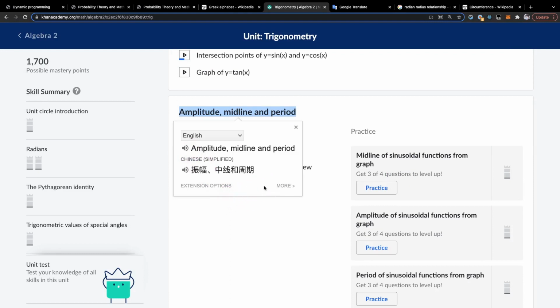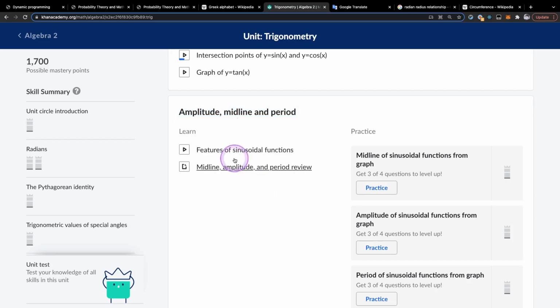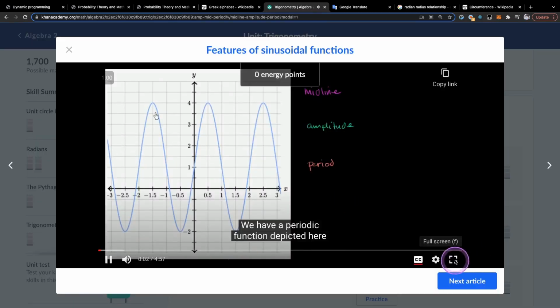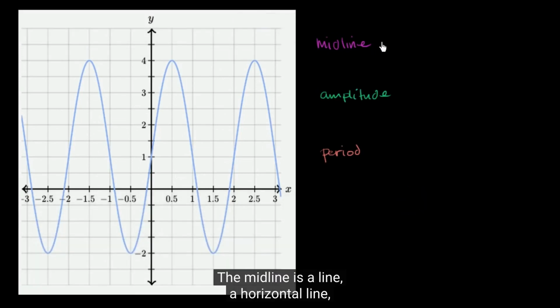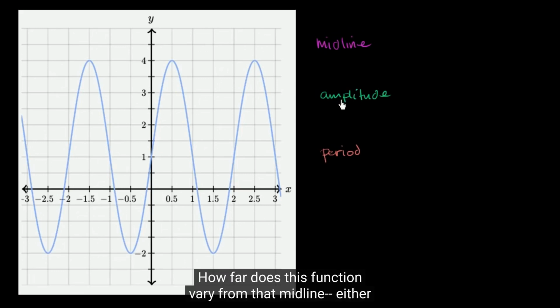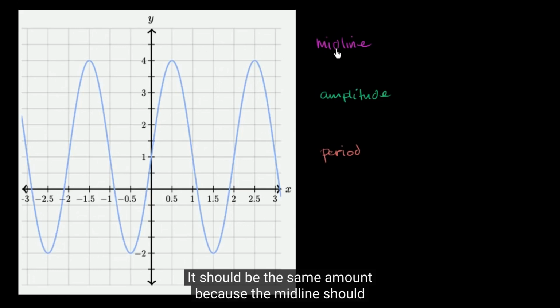In the stock markets, we also have the amplitude. We have a periodic function depicted here. What I want you to do is think about what the midline of this function is. The midline is a horizontal line where half of the function is above it and half is below it. Then think about the amplitude. How far does this function vary from that midline? Either how far above does it go or how far below? It should be the same amount because the midline should be between the highest and the lowest points.